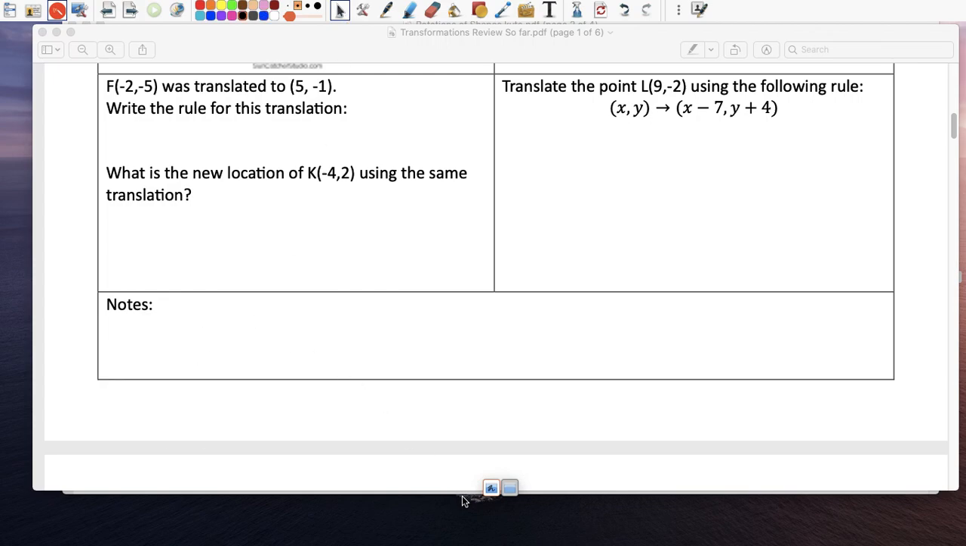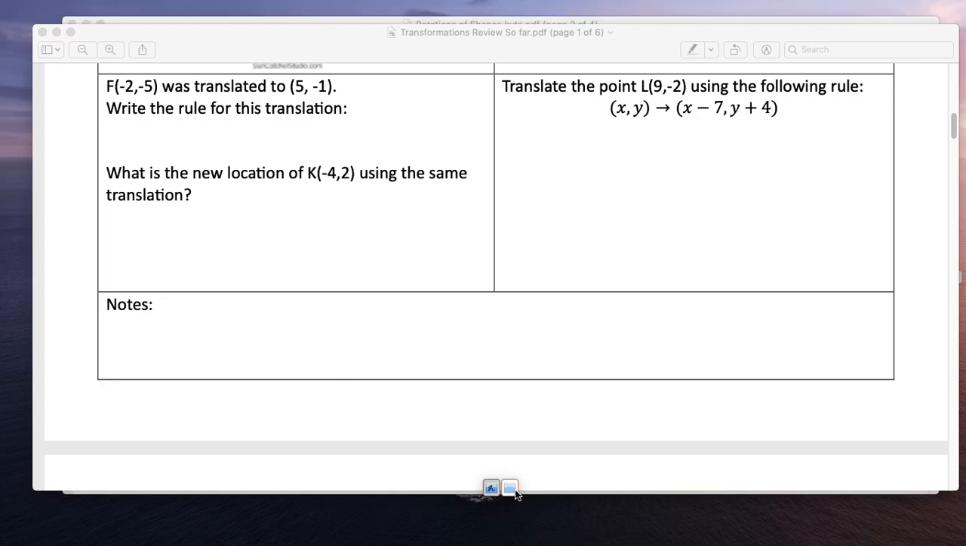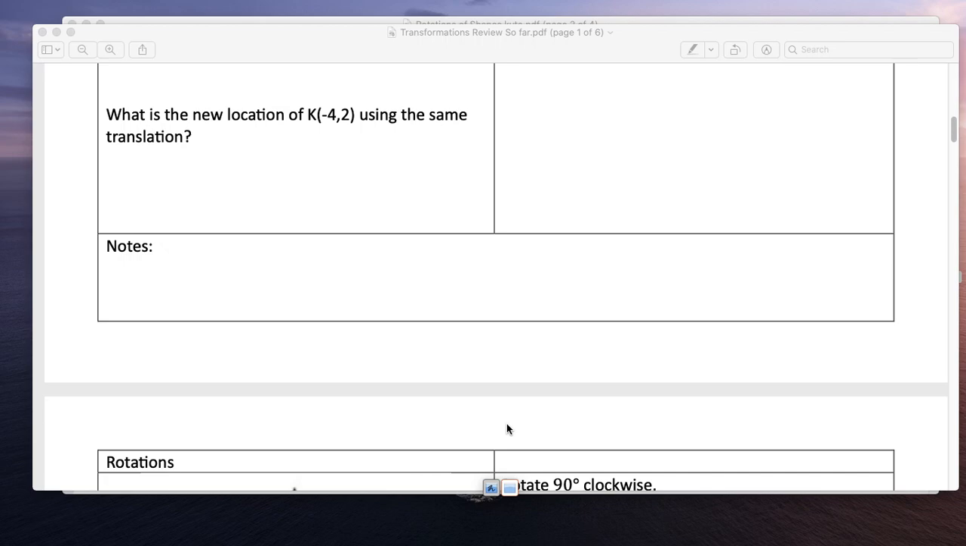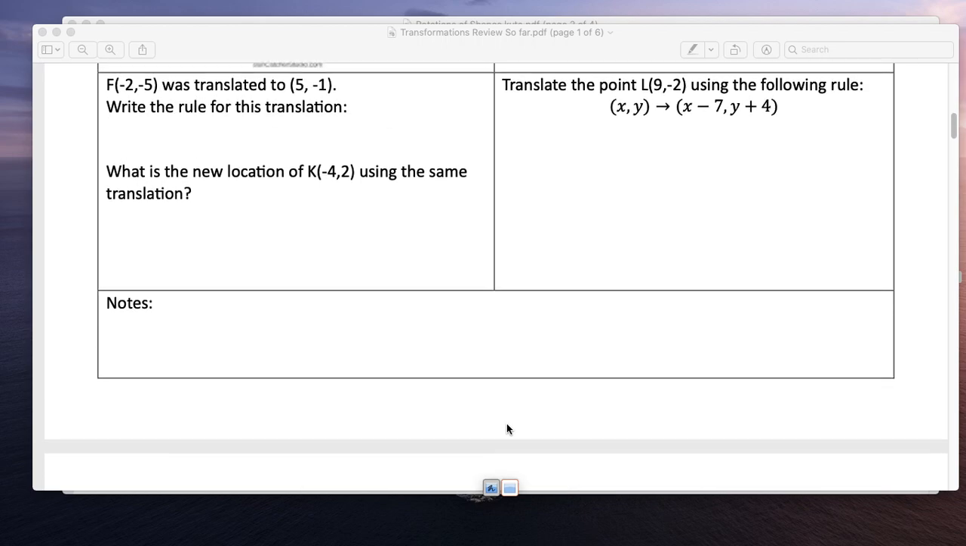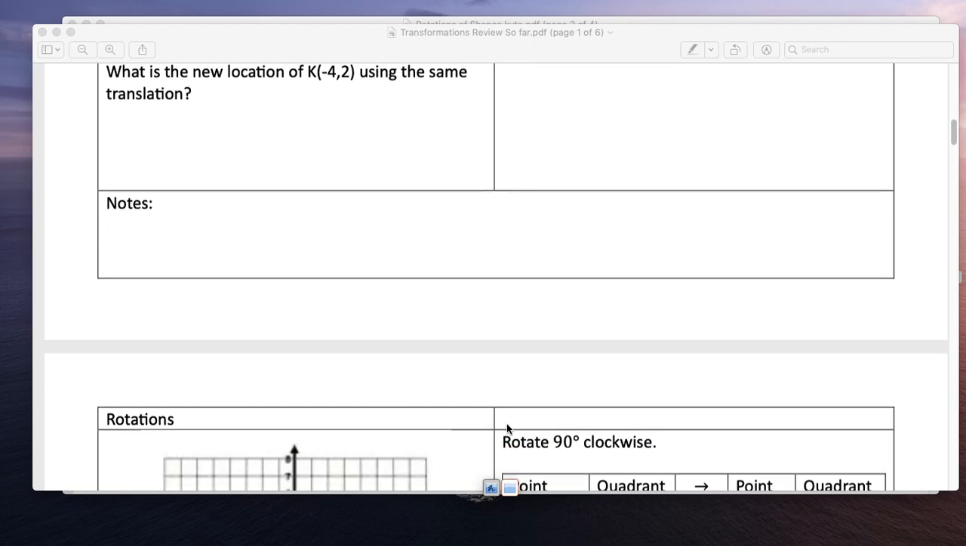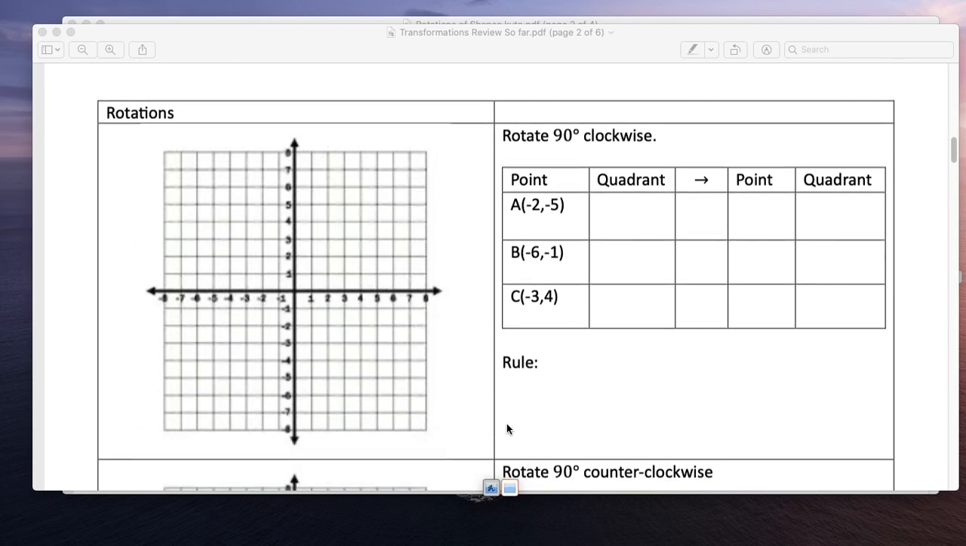Notes, you can write whatever notes you want to help you with translations. Anything that is important to you.